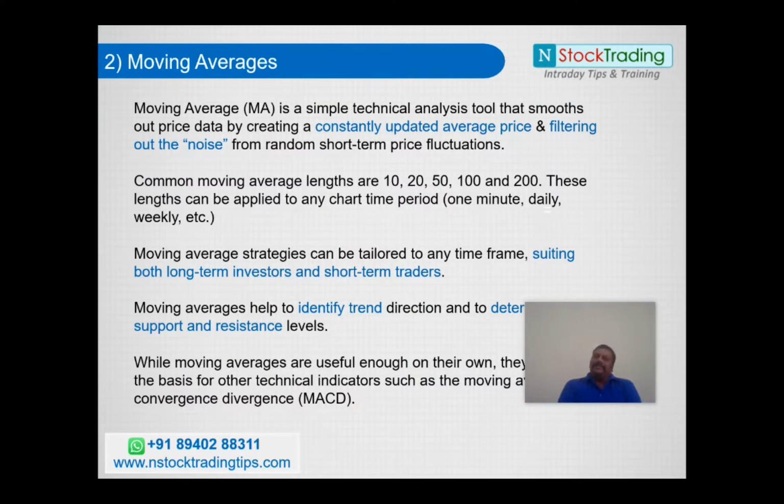Moving averages are simple technical analysis tools. They smooth the price data by creating a constantly updated average price, and they filter out the noise from random price fluctuations. So it's a continuous average price that filters out the noise. The averaging lengths are like 10, 20, 50, 100, and 200. 10 is short, and 200 is a long time period. So we can apply any one of these time periods.